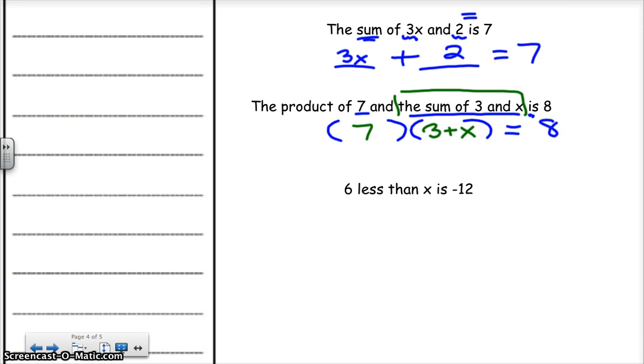Uh-oh. Here's the way people mess up all the time. They flip them. And subtraction is not commutative. 6 less than x is, I know, equals -12. 6 less than. If it's less than, I have to have the number first, then take 6 away.